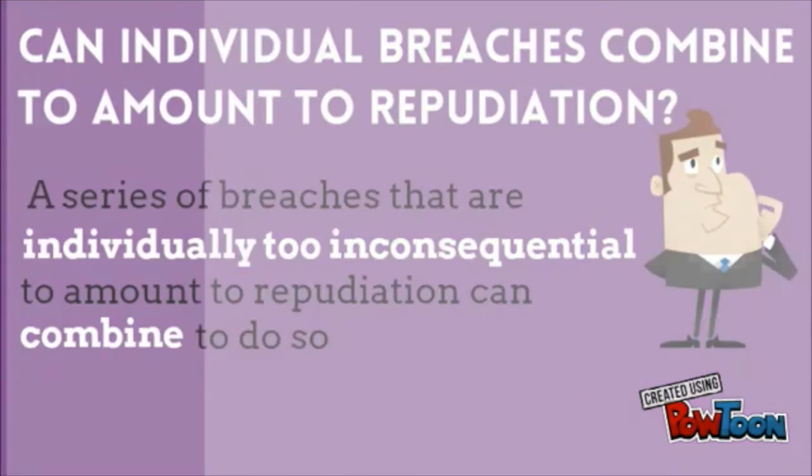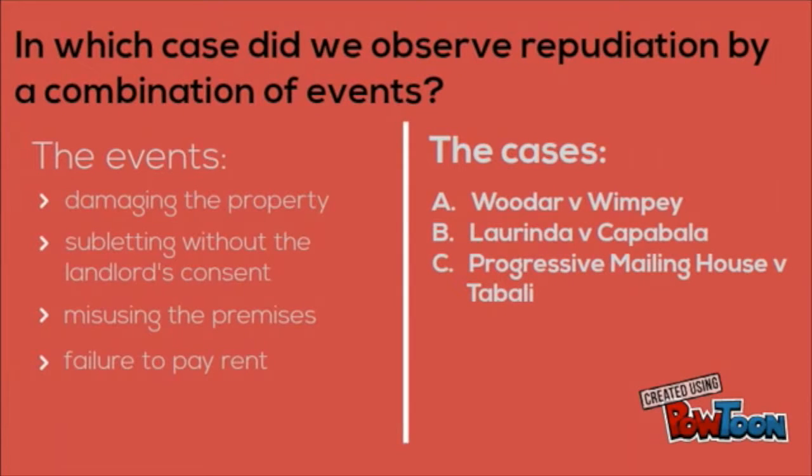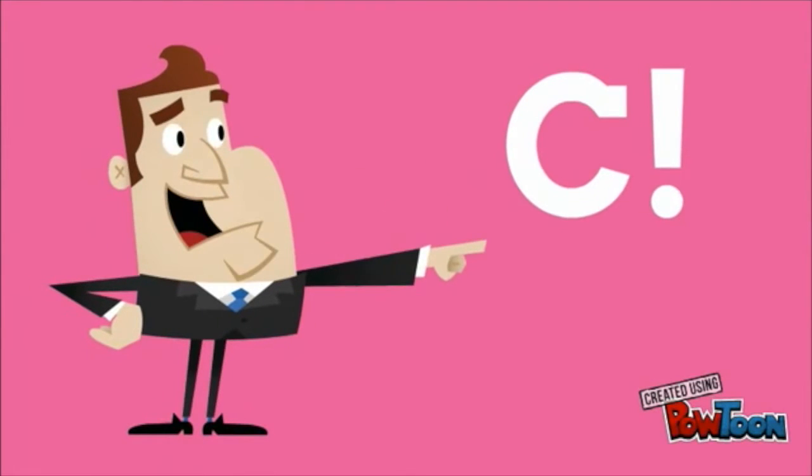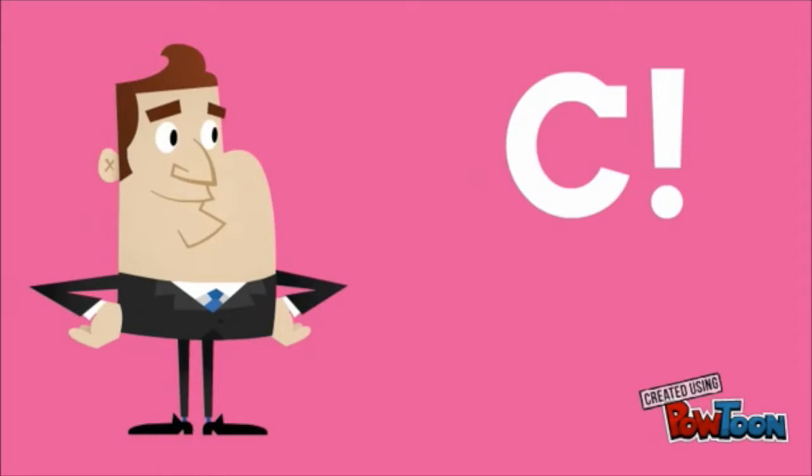A real example of this occurred in a case involving a tenant who committed many breaches. These minor breaches, when combined, led to a right to terminate under common law and more damages being awarded. Can you correctly name the case in which this scenario occurred? C. Progressive Mailing House and Tabali.